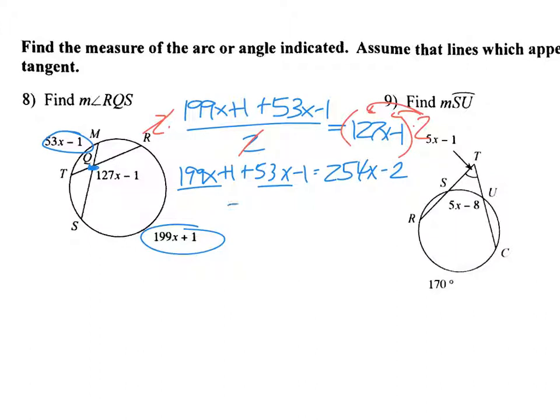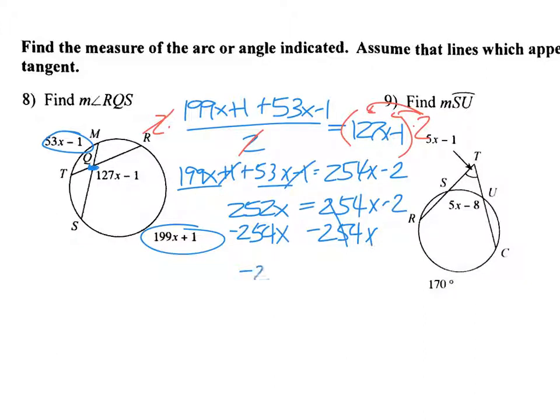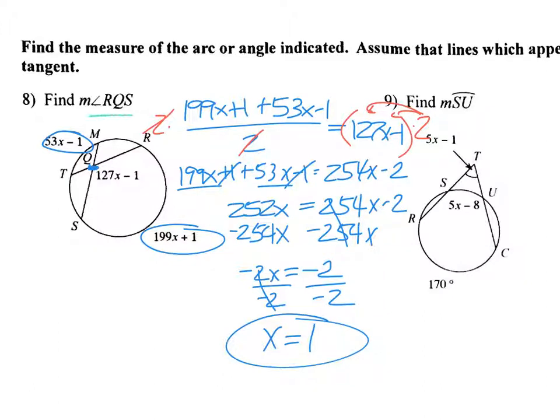Combine those, that's 252x. The ones here are going to cancel, equals 254x minus 2. I'll subtract the 254x. So that's negative 2x equals negative 2. Divide by negative 2. If I do that, I get x is 1. Now, what's it ask for? It asks for angle RQS. So I need to take 1, plug it back in here. So that's 127 minus 1, which is 126.